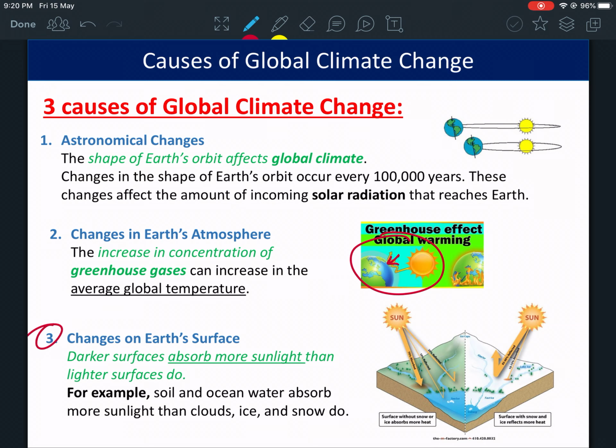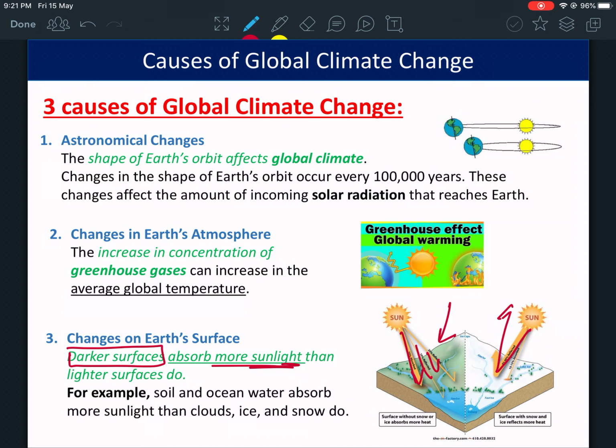Now the third reason is changes in the Earth's surface. Now remember the albedo effect that we talked about in class before the whole corona thing and before we went back home. We said that darker surfaces absorb more sunlight. So look at this dark surface here. It's absorbing more sunlight, and then whiter surfaces reflect sunlight. Sunlight does not get absorbed on surfaces that are white, like snow. So for example, soil and ocean, like here, absorb more sunlight than ice, clouds, or snow.